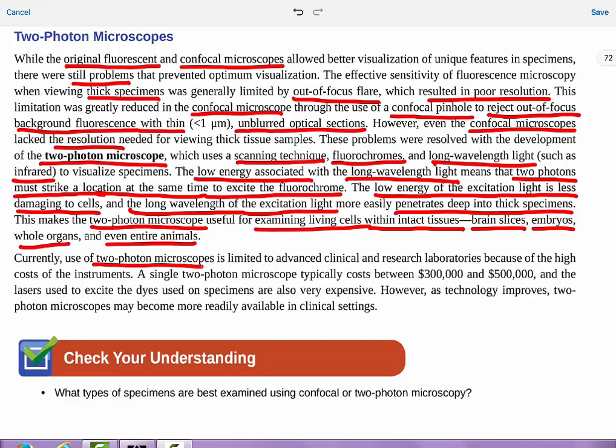The use of two photon microscopes is limited to advanced clinical and research laboratories because it's incredibly expensive. A single two photon microscope typically costs between $300,000 and $500,000. And the lasers that are used to excite the dyes used on specimens are also very expensive. Then it says, of course, however, as technology improves, it might be more readily available. So that cost, as things do, will come down eventually, and then maybe this will be more readily available and more common.